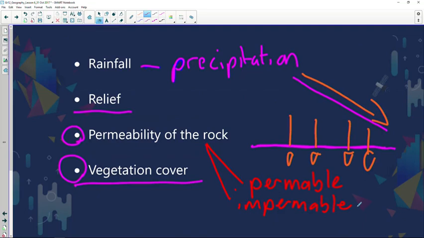So with permeable rock, we're going to experience this over there. The water is going to infiltrate. And with impermeable rock, we're going to experience surface runoff. Vegetation cover, obviously, means more infiltration. Less vegetation cover, more surface runoff.